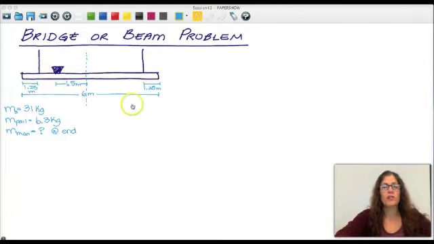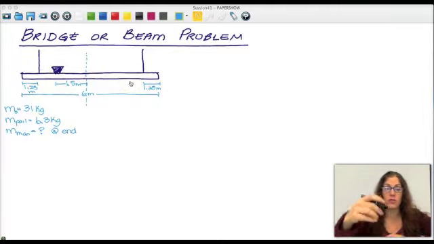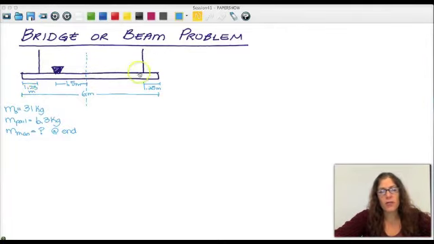And the question asks, what is the mass of the man if he can get to both ends without tipping over the scaffold? In other words, it's safe for him to go to both ends. And so what's the maximum mass that would be okay? Now, I want you to think about this first. So I've added all of the given information here to start with.